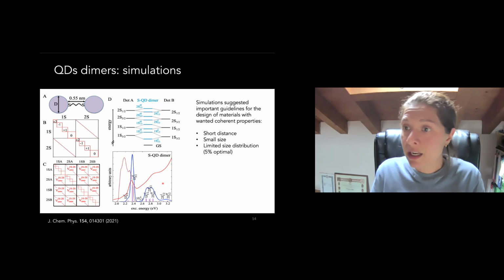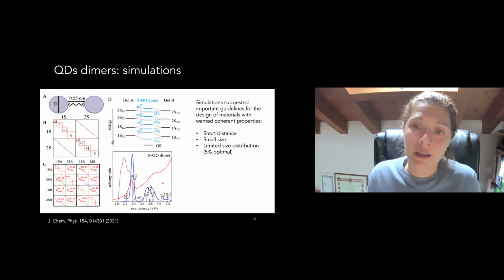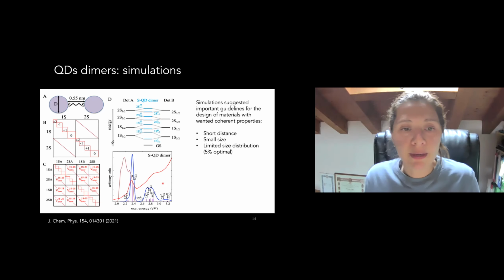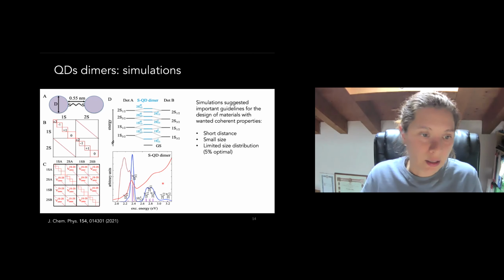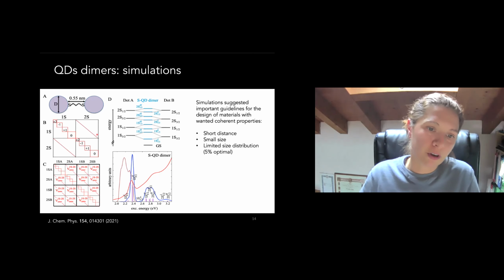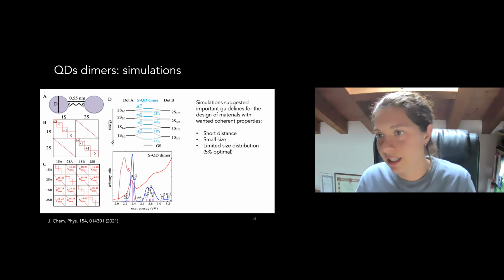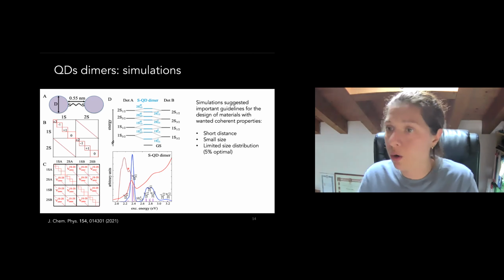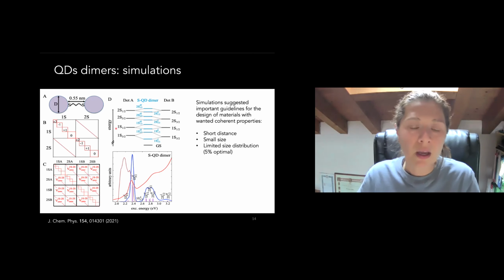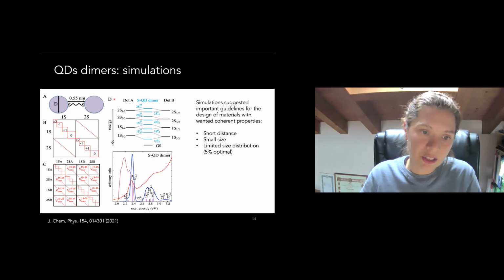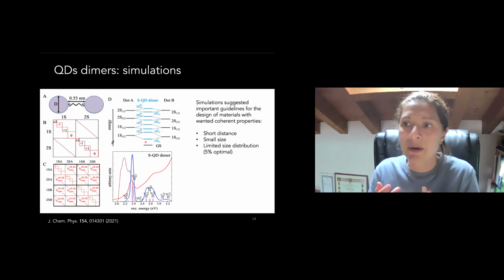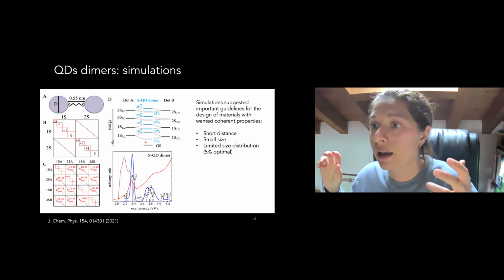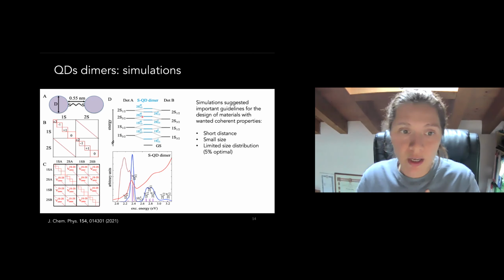The design of the materials and also the experimental measurements have been guided and driven by simulation. And this is an image summarizing the kind of simulation our collaborator did for us. Here, in this panel D, you can actually see what I mean when I say that the dimer has a more complex excited state structure.